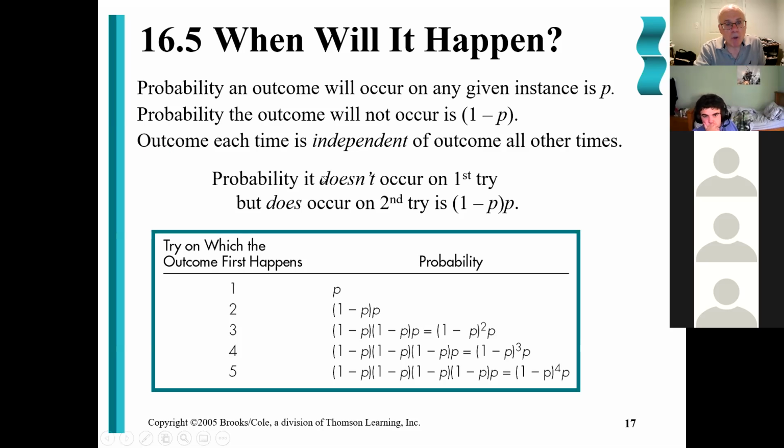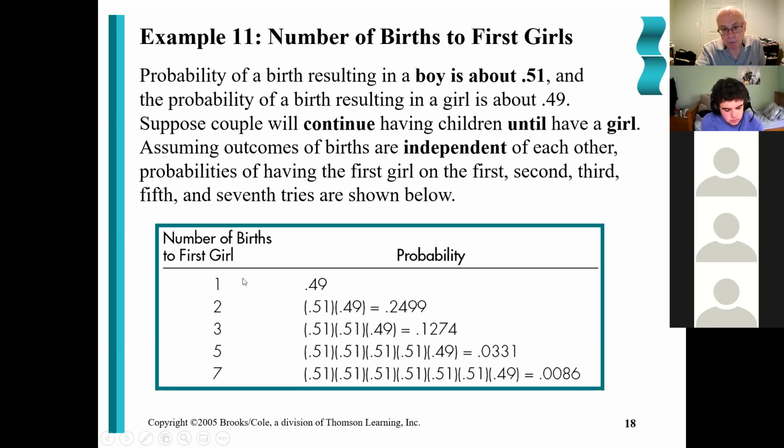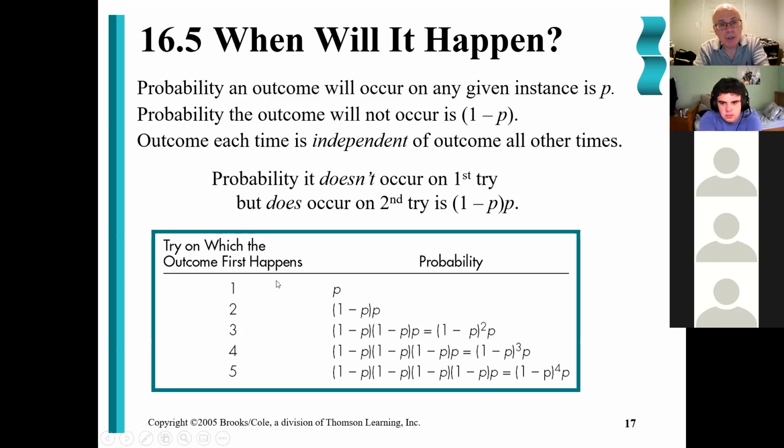So the question is, what's the probability of this outcome not occurring on the first time you do the experiment, but does occur on the second try? Well, if it doesn't occur on the first try, the probability is 1 minus p, right? Because p is the probability that it will occur, that outcome. But if it does occur on the second try, the probability is p. So the probability of it not occurring on the first try, and when you see the word but, that also means and.